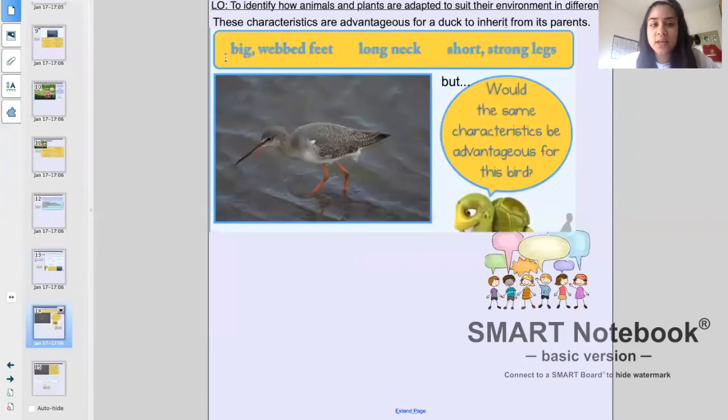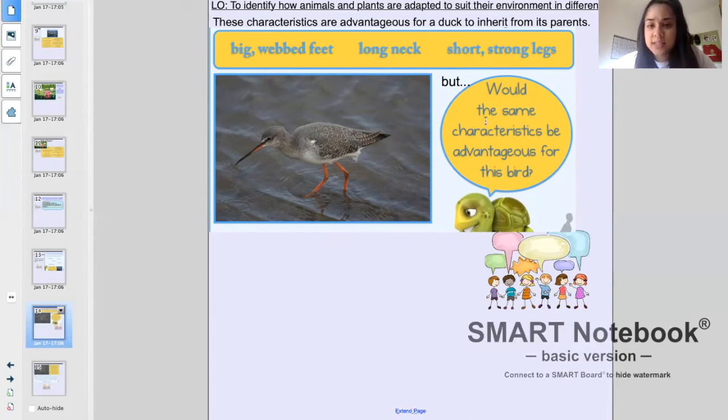Good. Hopefully you realize big webbed feet to keep them up above the water so that they can swim easier. A long neck so that they can reach for certain things like food, etc. Short, strong legs. Again, they have to swim a lot. So having strong legs would help them to swim for a longer time.